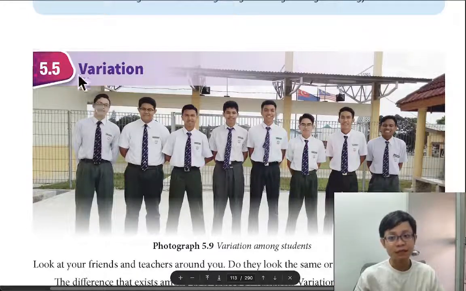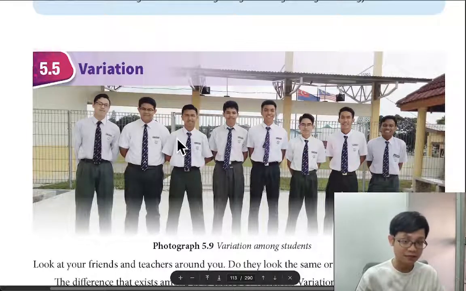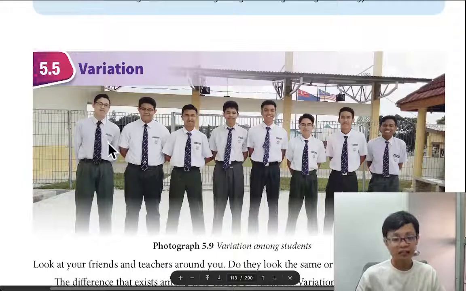Because if mitosis gives the same cells, it means all people would look exactly the same. That is not good because we don't want everyone to look the same if everyone just underwent mitosis. But we can see here there is a variety of faces, height, genetics, because there is meiosis and it creates variation. So these are the variation.